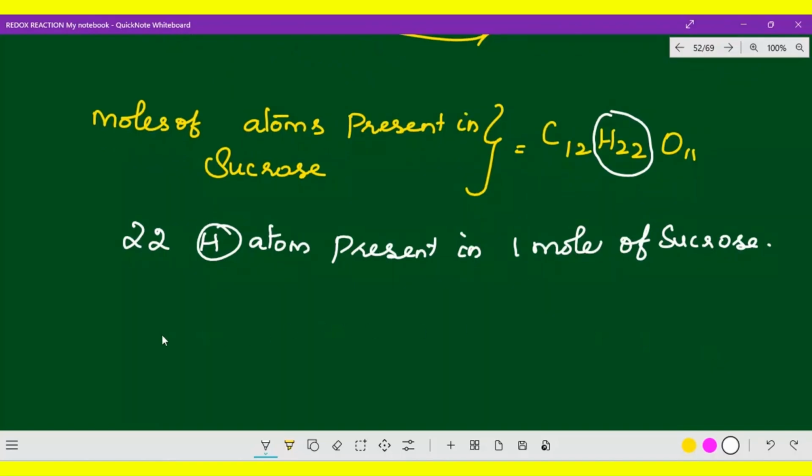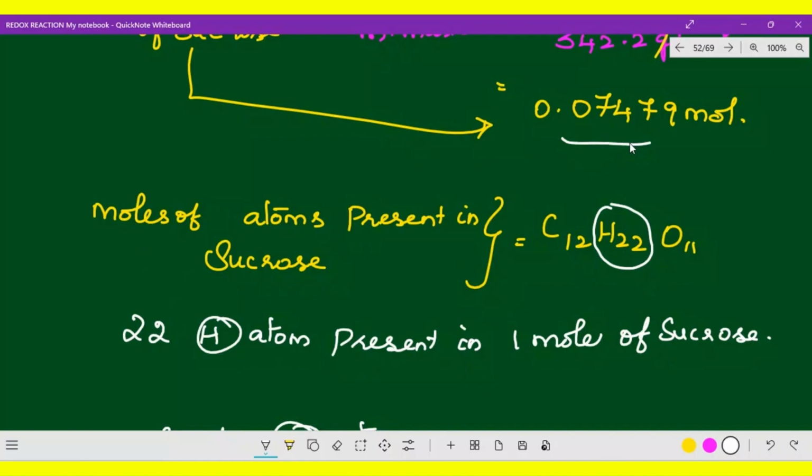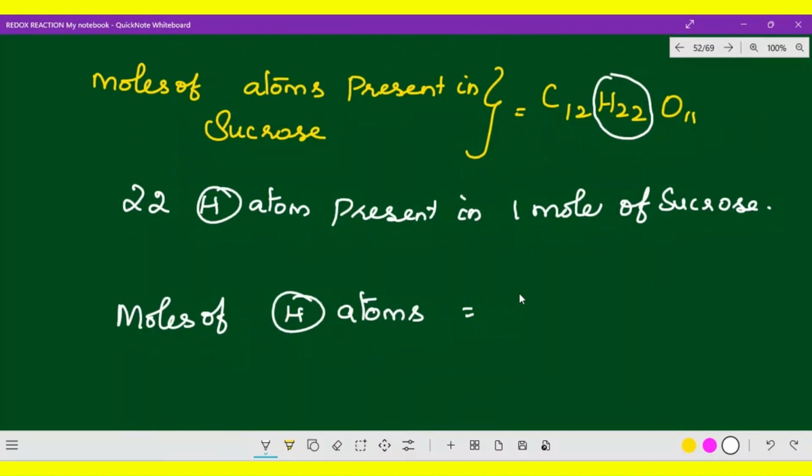Right, moles of hydrogen atoms. How do we calculate it? Here, moles into number of atoms of hydrogen. Commonly we get moles as given mass by molecular mass. From that, you take the moles into the number of hydrogen atoms. Because in one basket, apples are also available, oranges are also available.